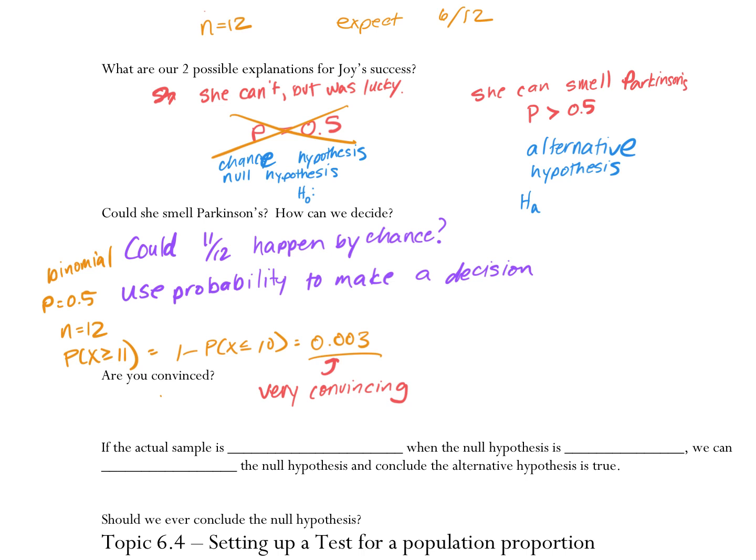Okay. So, if the actual sample is unlikely when the null hypothesis is true, we're going to reject that null hypothesis. This should not have happened if she was just guessing. So I'm going to reject the idea that she was just guessing, which means I get to say she's doing better than just guessing. The alternative hypothesis is what is true.